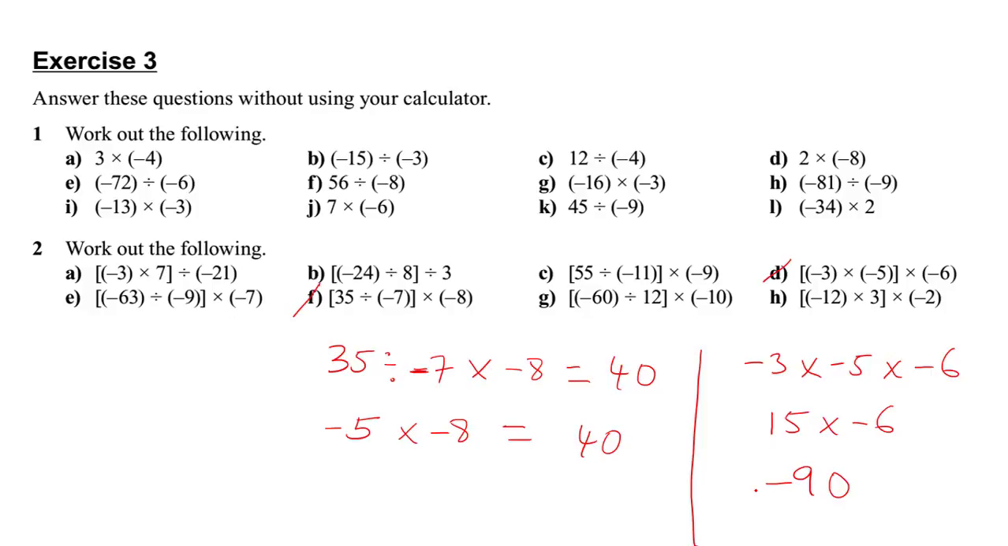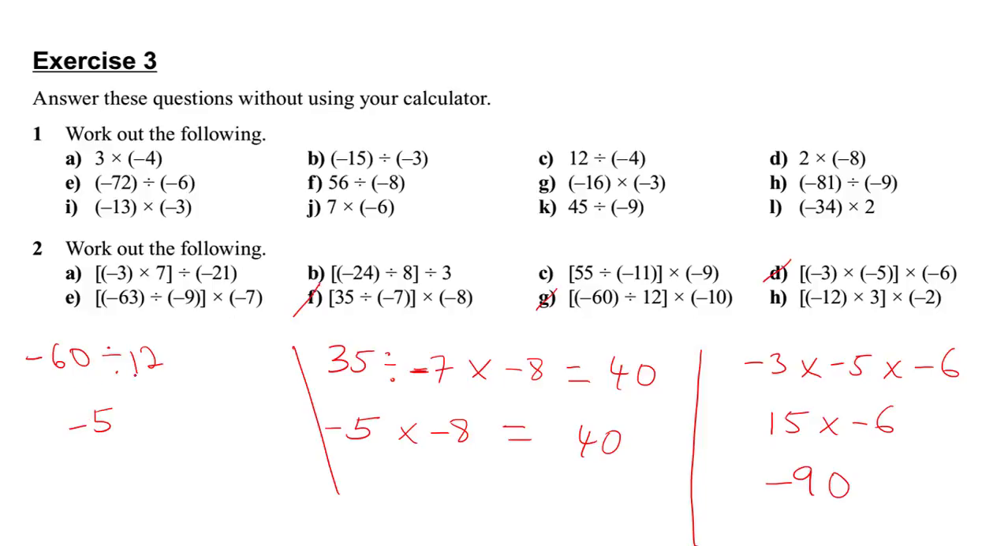Right. I'm just going to do one more quickly for you, so that you develop confidence. Maybe if I just do G. So I've got negative 60 divided by 12, times negative 10. Obviously, I'm going to do this bracket first. So I'm going to do negative 60 and I'm going to be dividing it by 12. Now, 60 divided by 12 is 5, because 12 goes into 60 five times, but it's going to be negative because negative divided by positive is negative.